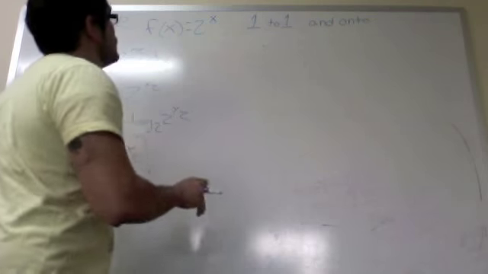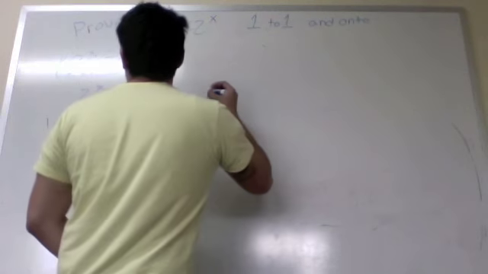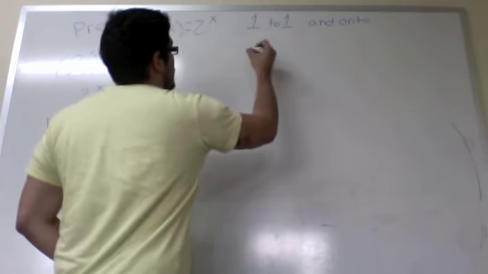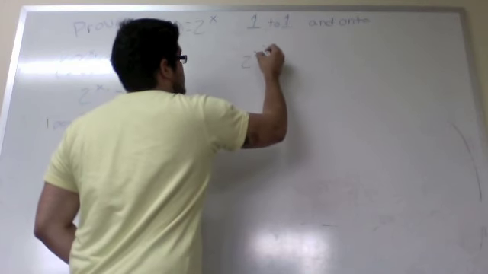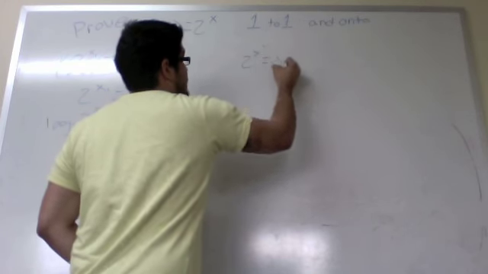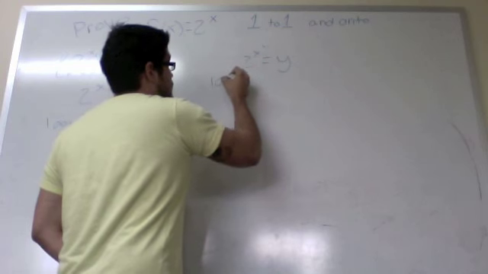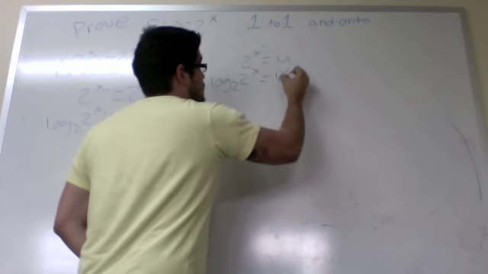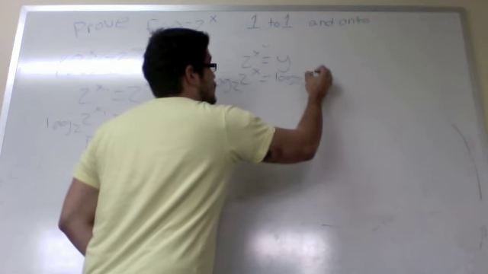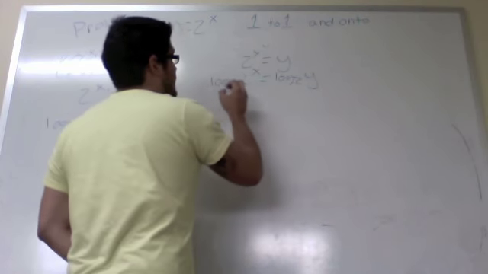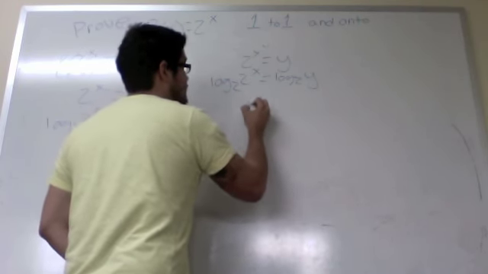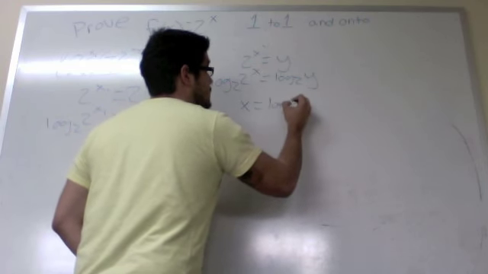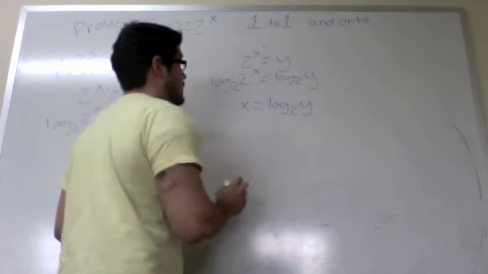Now, I have to do onto. Onto, we do 2^x is equal to y. And we do the same thing as before. We go log base 2. x equals log base 2 of y. Okay. Now, this becomes x, and this stays log base 2 of y.